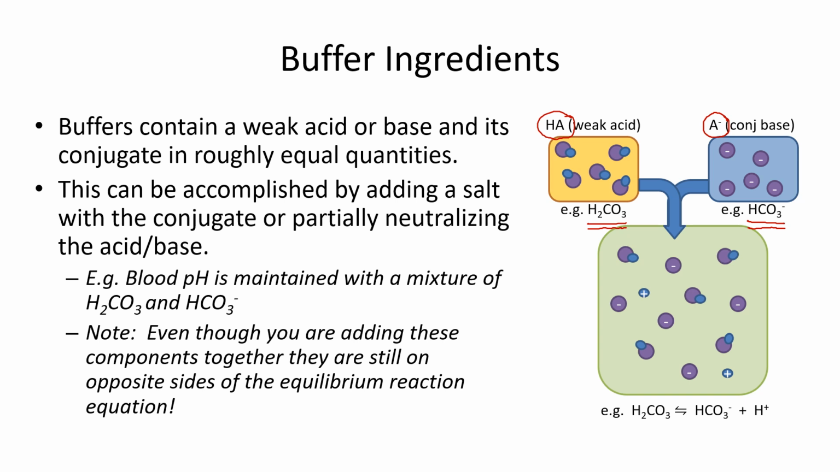One mistake that I often see students make, that I should mention at this point, is that these two components are still opposing each other on opposite sides of the equilibrium, right? The acid is still going to donate a proton and become its conjugate base. It's just that you're going to have roughly equal amounts of these two. And even though you might add externally some of this conjugate base, it doesn't mean that it's another reactant that's going to go on the same side of the equilibrium arrow.